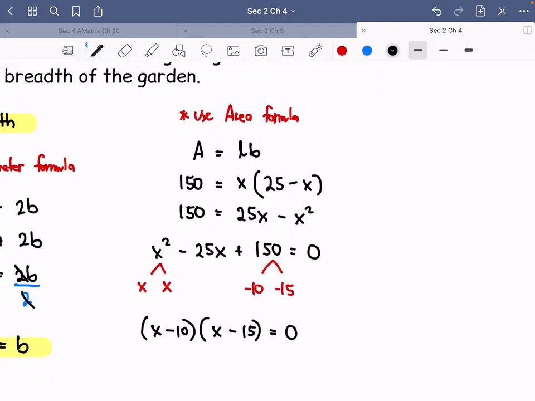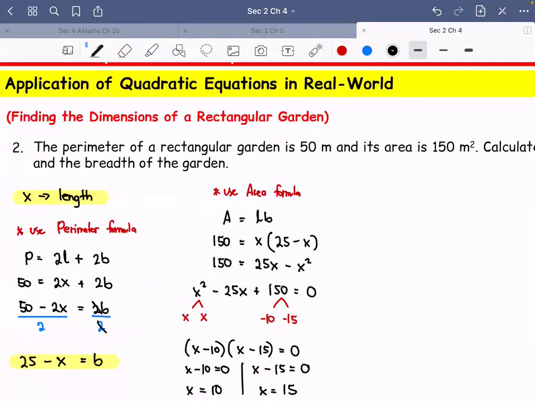Okay, so what do we do next? So we equate each factor to 0. So it gives us x minus 10 equals 0, and then the other one is x minus 15 equals 0. So what are the values of x? So x is equal to 10 or x is equal to 15. Okay, so we have choices again. So which one is the correct answer?